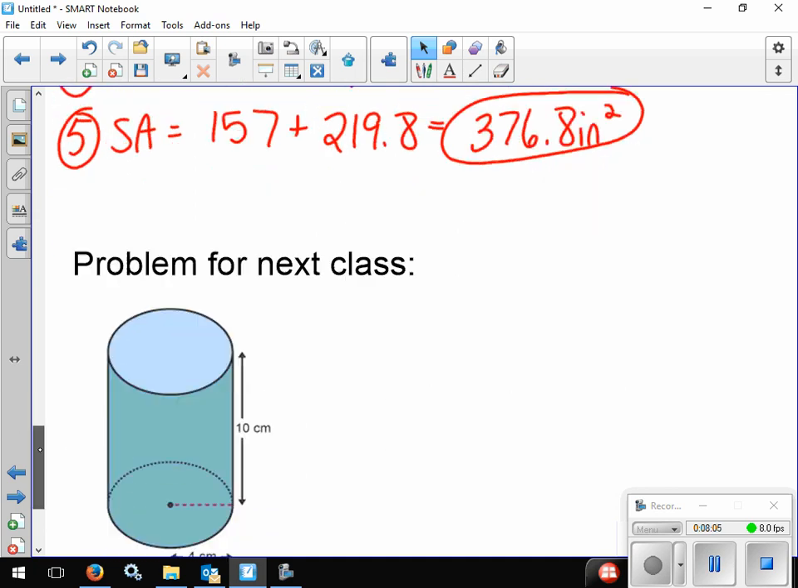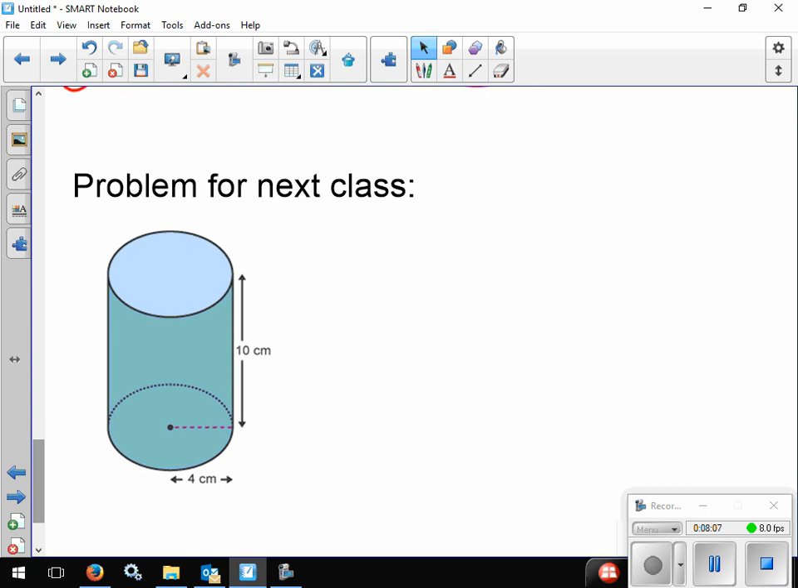Okay, so here's your problem for next class. Here's the next cylinder. Okay, take really good, neat notes. Don't waste my time with horrible notes. I'm not going to take notes that aren't neat. Okay, so make them nice and neat. Okay, I will see you next class.